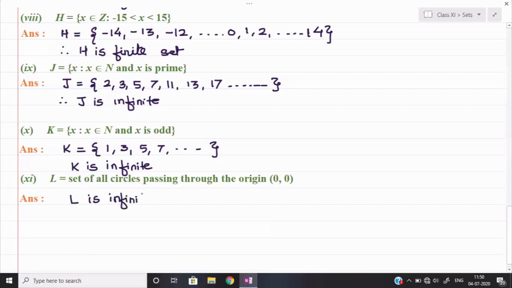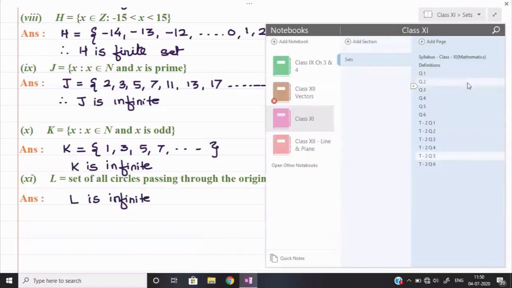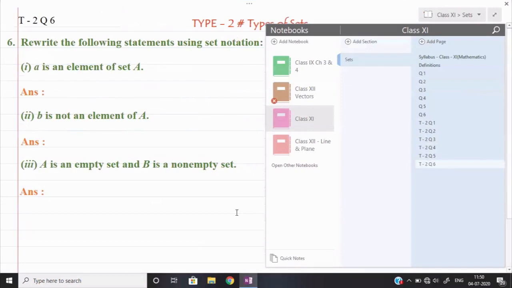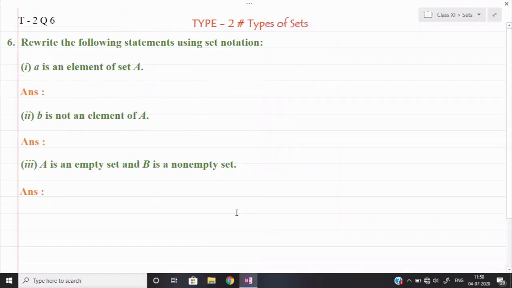Okay, now let us see the last question. Quickly we'll finish the last question. It is a very short question. Question number 6: rewrite the following statement using set notation. This means we have to use the mathematical symbols and write down the notation. A is an element of set A. So how can we write it? A belongs to set A. I will make the belongs-to symbol properly. Yes, A belongs to set A.